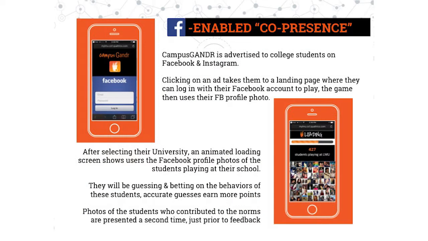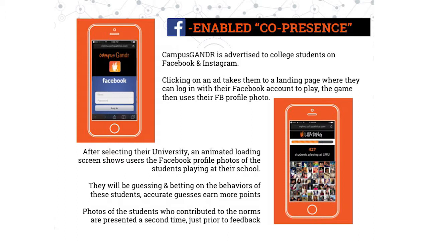So in Campus Gander, we advertise this to students on Facebook and Instagram, just like you see other games and online apps advertised in news feeds. Clicking on an ad takes the student to a landing page where they log in with their Facebook account to play. The game then uses their Facebook profile photo and has them select their university. Then an animated loading screen shows users the Facebook profile photos of the other students who are playing at their school. These are animated, so they cascade across the screen.